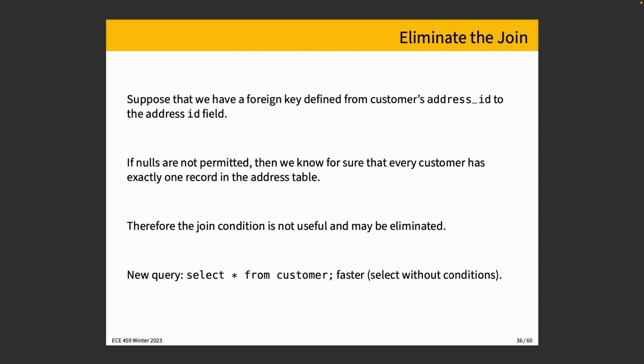I don't want to. But if we have a foreign key defined, this is a constraint that says there has to be a matching element in a different table or relation. That kind of thing actually really helps us to identify these situations. Because if we know that every customer must have an associated address, then we don't need the join in this case. And then we just get a select star from customer, and that's fast because it is a select without conditions, and we never have to look at the address table at all.